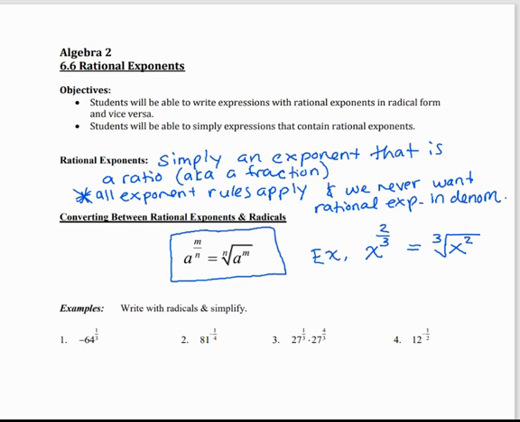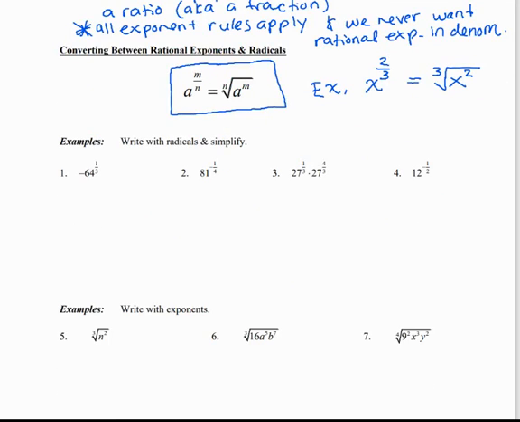Okay, so this conversion is going to be very helpful to help simplify. Okay, so these two are the biggies to know. Rational exponents are just exponents that are fractions. All exponent rules apply, and you never want a rational exponent in the denominator. And the other big one is our conversion between rational exponents and radicals. So let's start with that conversion.